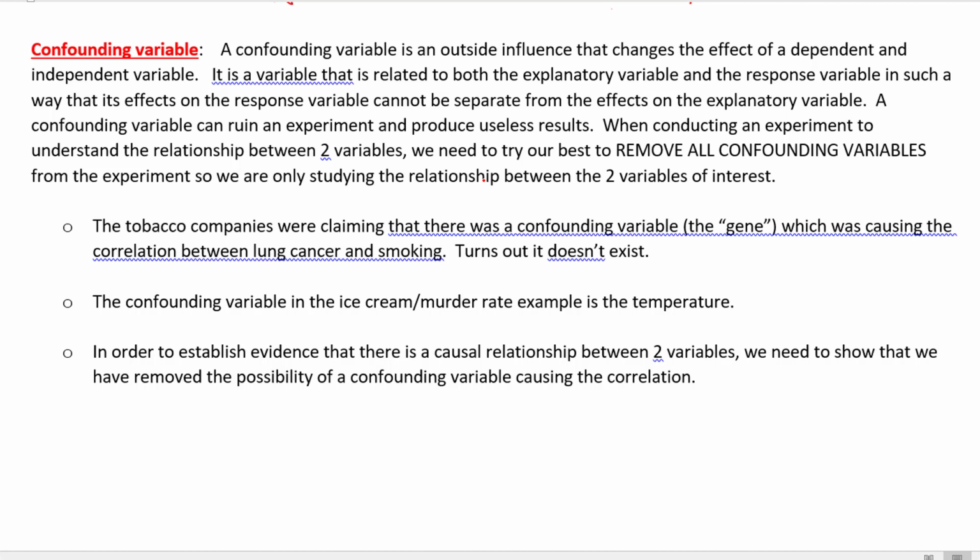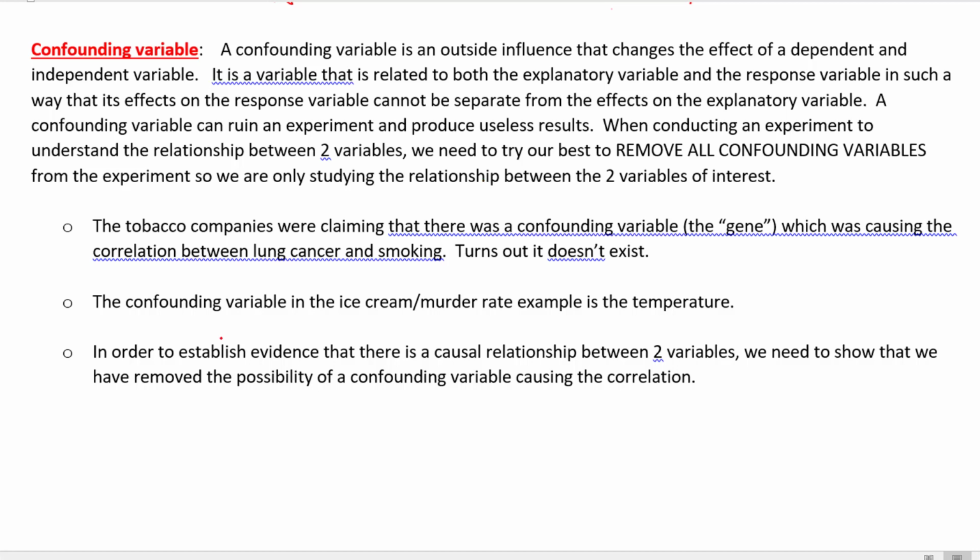When we're conducting an experiment to understand the relationship between two variables, we need to try our best to remove all confounding variables from the experiment so that we are really only studying the relationship between the explanatory and the response variable. So, for example, the tobacco companies were claiming that there was this confounding variable, this hidden gene that was really causing the correlation between lung cancer and smoking. They were claiming that there was a gene that caused people to have an increased rate of lung cancer, and that it was the gene that was causing the increased rate of smoking, and therefore it made sense to see a correlation between lung cancer and smoking because people would have the gene. It turns out that gene didn't exist. We'll talk about how to figure that out in the next video.